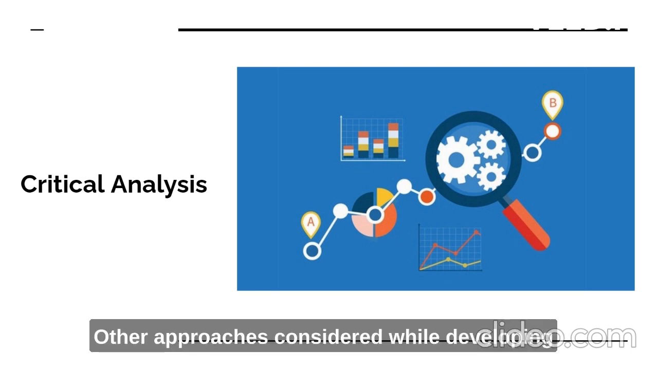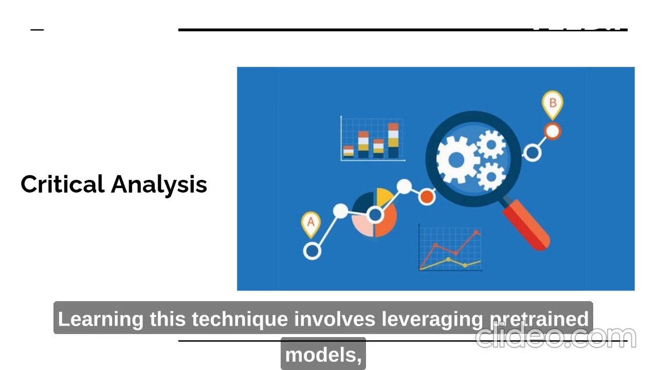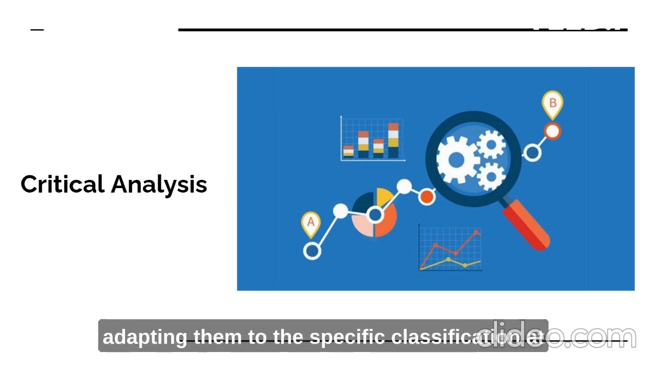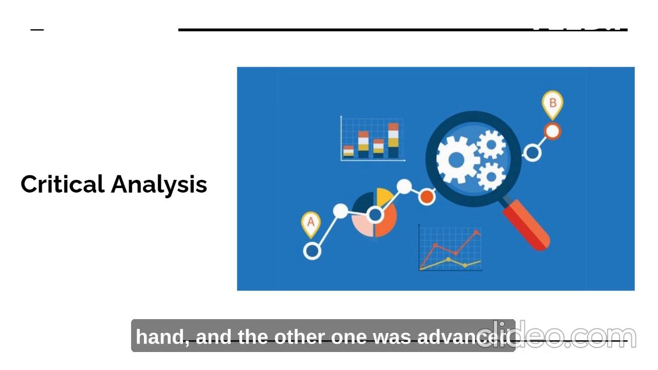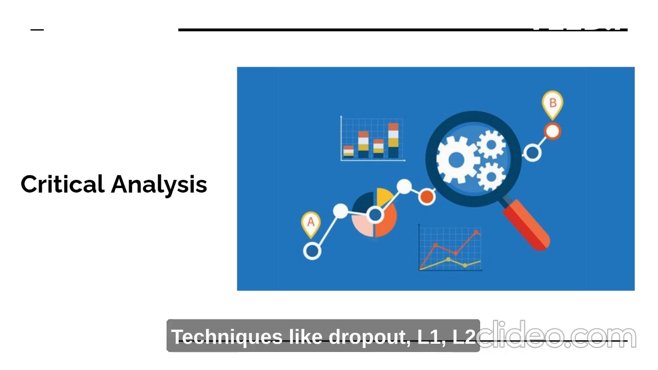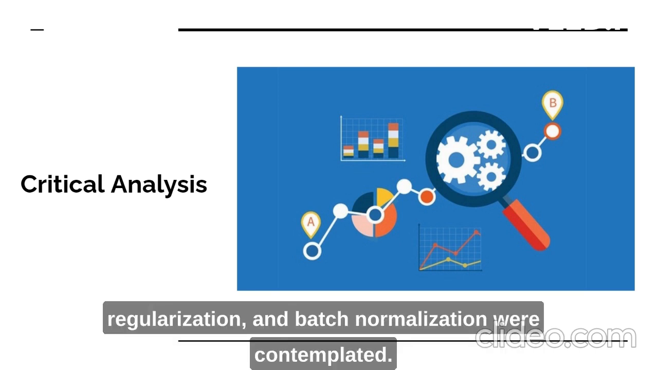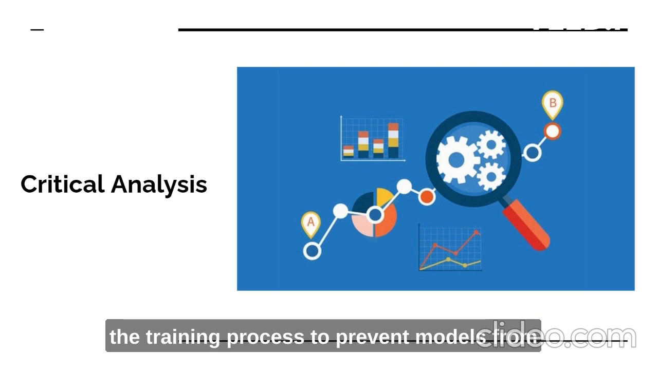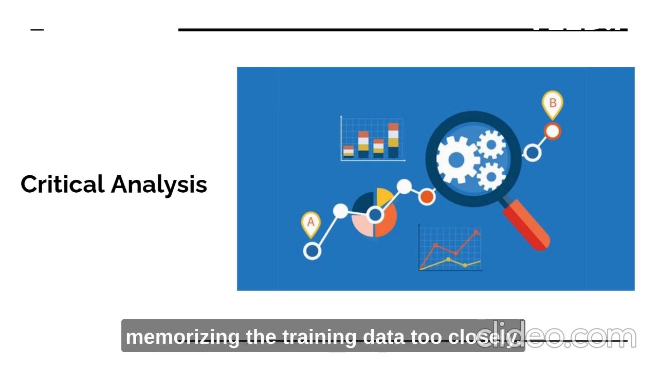Other approaches considered while developing the solution were transfer learning. This technique involves leveraging pre-trained models, typically trained on large datasets, and adapting them to the specific classification at hand. The other one was advanced regularization techniques to address the overfitting. Techniques like dropout, L1, L2 regularization, and batch normalization were contemplated. These techniques introduce additional constraints during the training process to prevent models from memorizing the training data too closely.